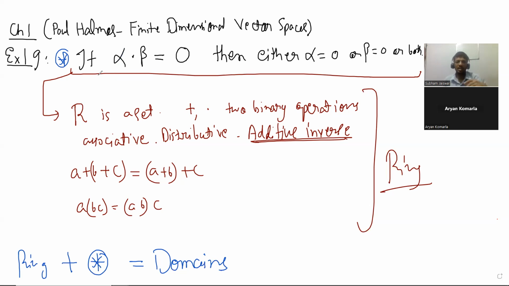Can you give an example of this? Isn't every field a domain? Yes, every field is a domain, certainly, that is true. But an example where it's not a field but it's still a domain. I guess we can use positive integers only. No, sorry, we need to use all integers. Yes, all integers.